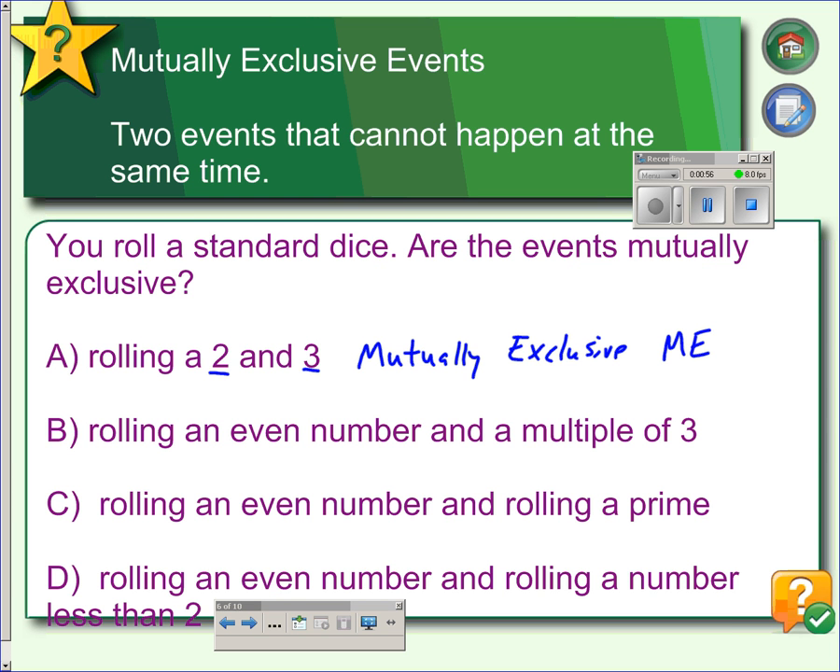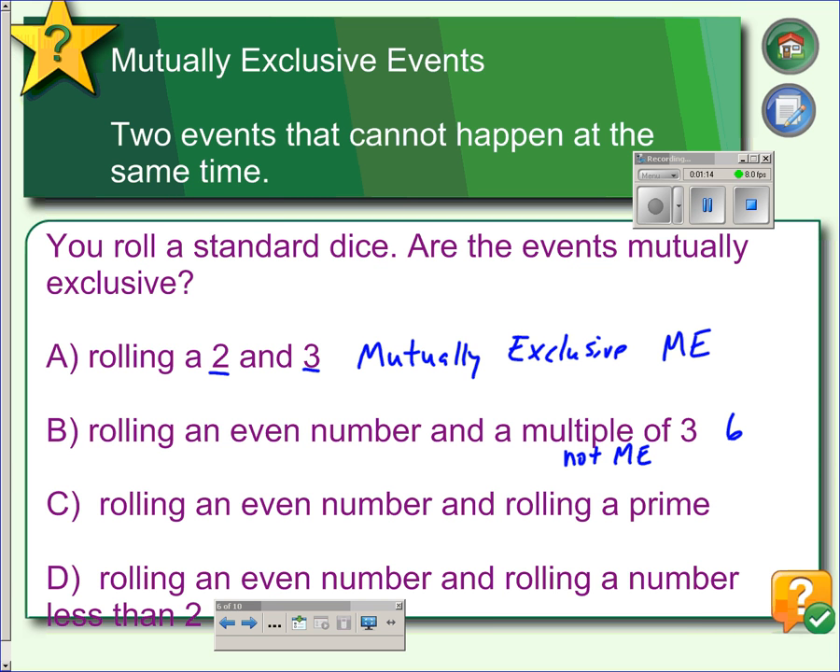B, rolling an even number and a multiple of 3. Can we get an even number that is also a multiple of 3? And the answer is yes. We can get a 6. 6 is even and a multiple of 3. So these events are not mutually exclusive.